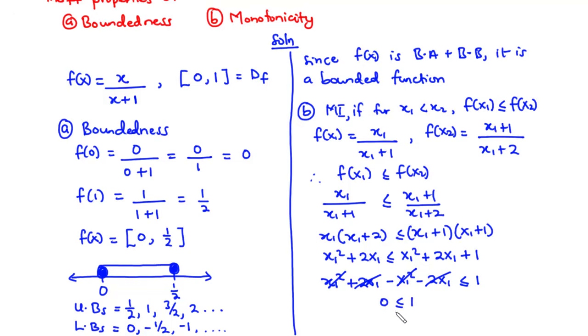Now since this statement is true, it follows that our initial assumption is also true. Therefore, the function f of x is monotonically increasing, hence f of x is monotonic.